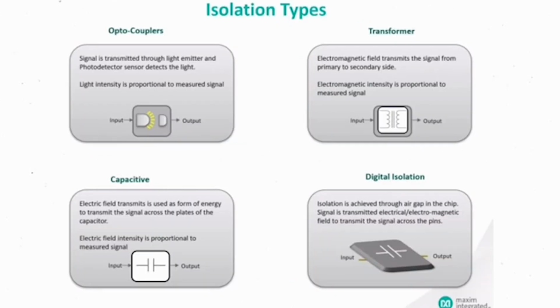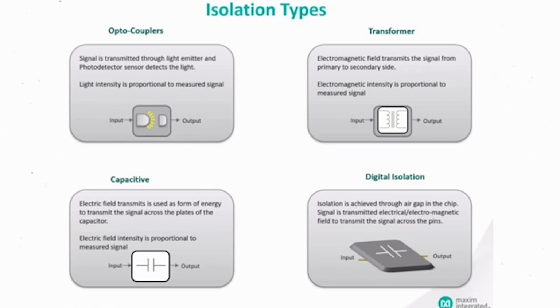Electrical isolation is classified based on the technology used for isolating two systems. They are optocouplers, transformers, capacitive, and digital isolation. Optocoupler topology: in an optocoupler, the isolation is achieved through a light-emitting device like a photodiode, which transmits the signal across the air-gap barrier, and a photosensor detects the radiated photons and the signal is captured at the output. Light intensity is proportional to the measured signal.